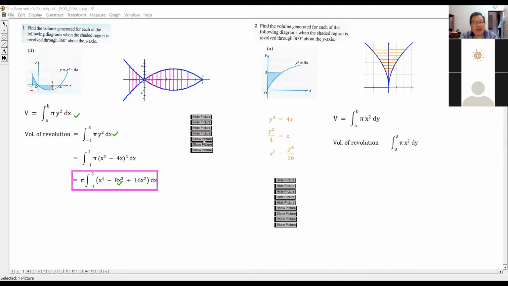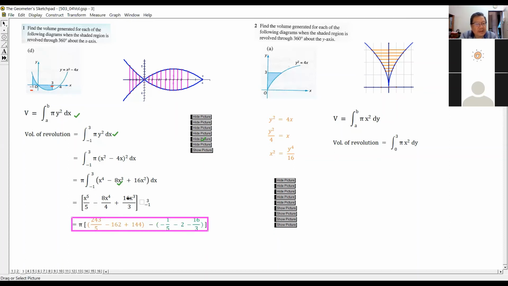Then you integrate one by one. Integrating x to the power 4 becomes x to the power 5 divided by 5. X to the power 3 becomes x to the power 4 divided by 4. X squared becomes x cubed divided by 3. After integrating, you have to substitute the upper limit and lower limit. First, you have to take out the pi. I missed out the pi there. There should be a pi there.